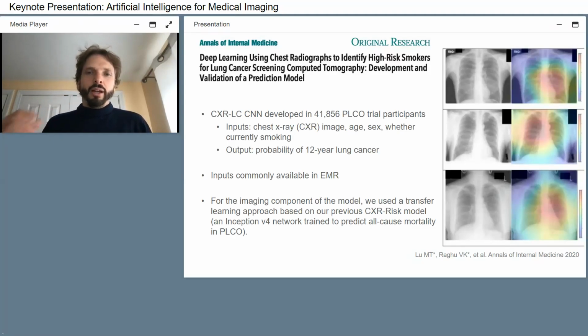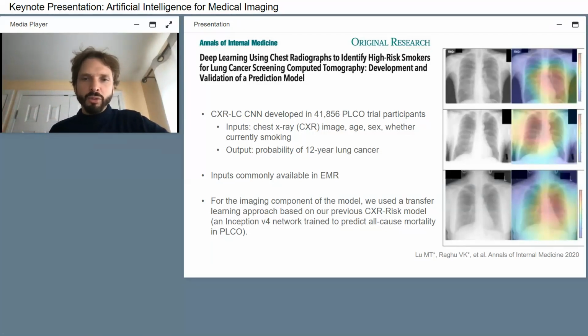So we developed the system using the PLCO data set, and it only included parameters that are very common in the EHR, right? So we can plug it in. It just takes the X-ray image. It also takes age, sex, and smoking status. And then it outputs a probability for 12-year lung cancer: will this individual within 12 years develop lung cancer or not? And again, these are very commonly used parameters that are very easy to acquire in the medical record. So we can really plug it in as a fully automatic screening tool.